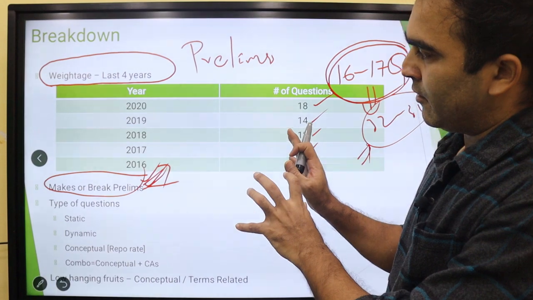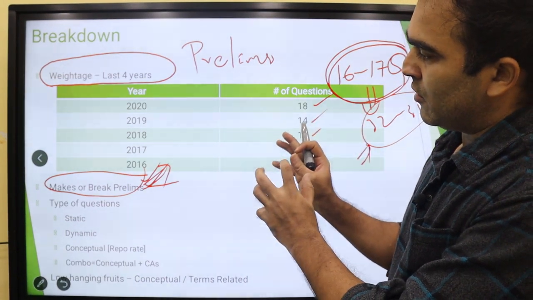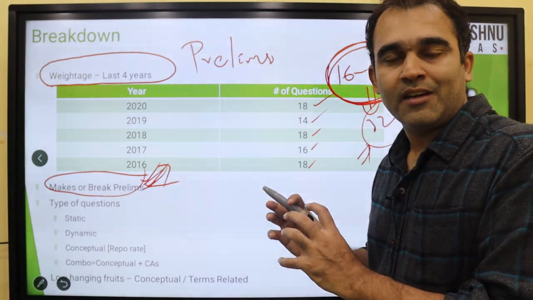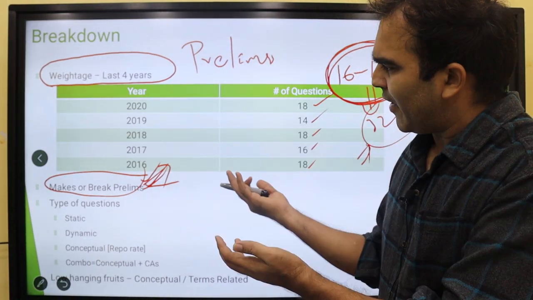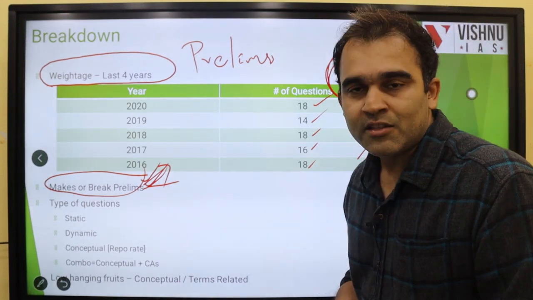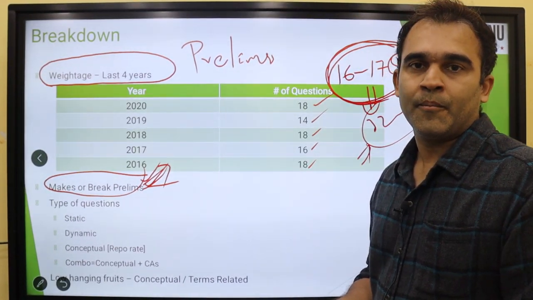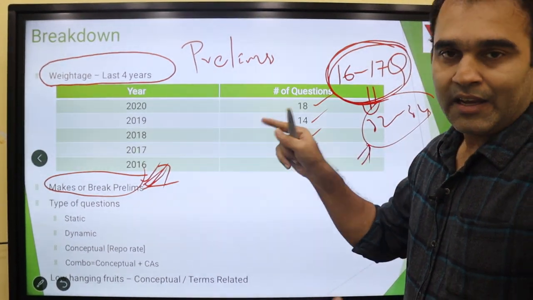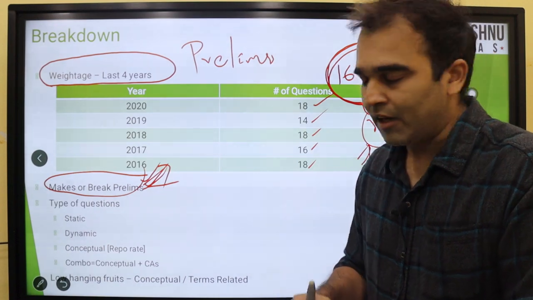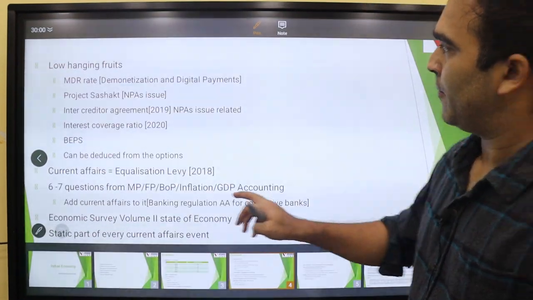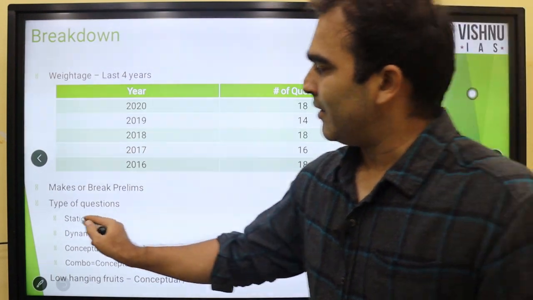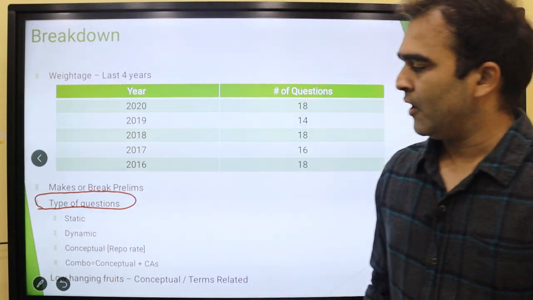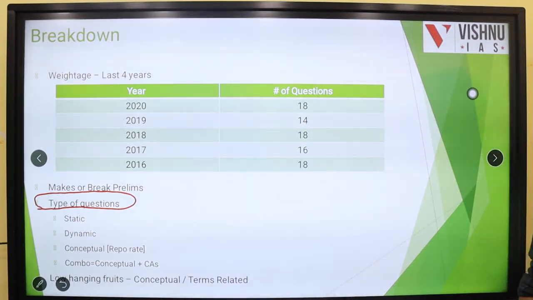So, sit, look at the weightage and give the respect it deserves. Give the respect that economy deserves because of the very fact that it has good weightage in the examination. So having seen that economy has enough weightage for you to not ignore, let's see the type of questions that are asked.